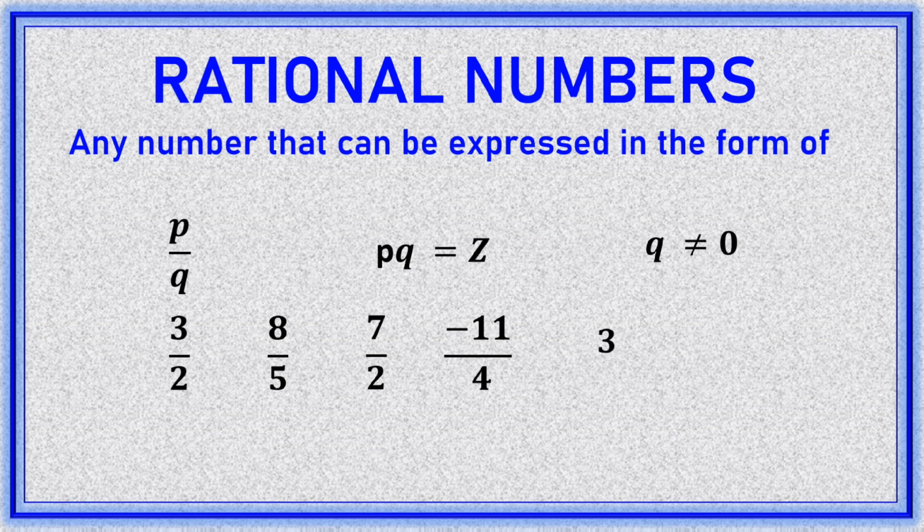3 is not a rational number here because 3 is a natural number, a whole number, and also a positive integer. Minus 5 is a negative integer. 5 by 0: in the denominator place there is 0. We already said that in P by Q, Q should not be 0. So hence it is not a rational number. 0 is a whole number.